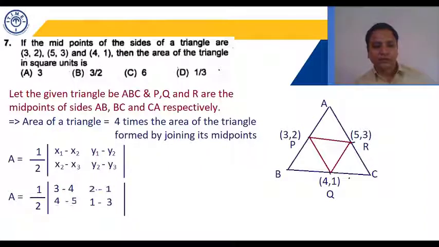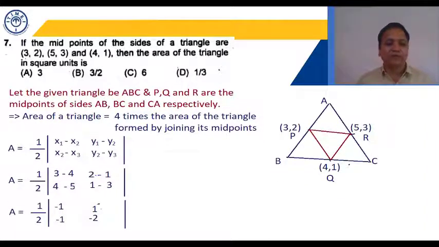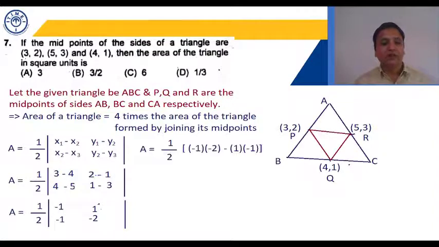So on further solving this expression, it becomes half. 3 minus 4 is minus 1, 4 minus 5 is minus 1, 2 minus 1 is 1, 1 minus 3 is minus 2. So we multiply them, it becomes half, minus 1 into minus 2, minus 1 into minus 1. Just see, minus 1 into minus 2, as we solve the determinant, then minus 1 into minus 1. So this becomes minus minus, when you multiply it becomes plus.